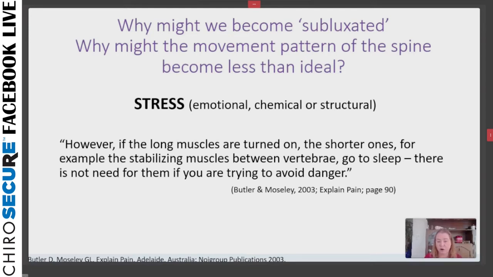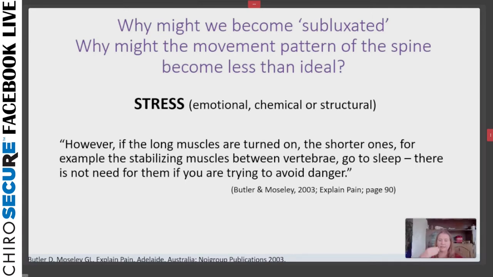If the long muscles are turned on because of that stress signal, the shorter ones, for example the stabilizing muscles between the vertebrae, go to sleep because there's no need for them if you're trying to avoid danger. So what I take from that is that stress or overload to the system, which readies the body for fight or flight, is at the same time putting the little muscles closest to your spine and skull to sleep. That means your brain can't tell what's going on, so the brain is now on autopilot when it comes to your spine. And it can, of course, guess wrong.